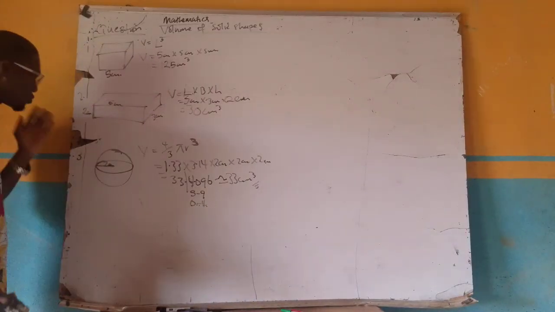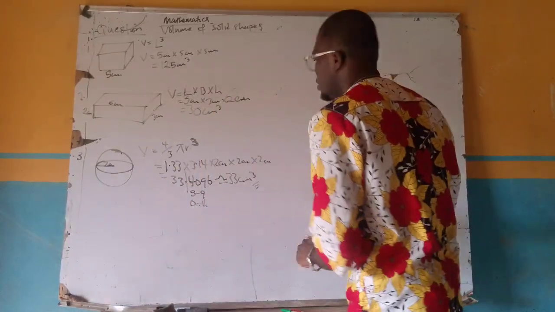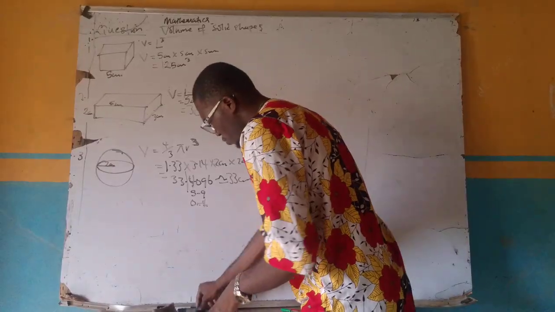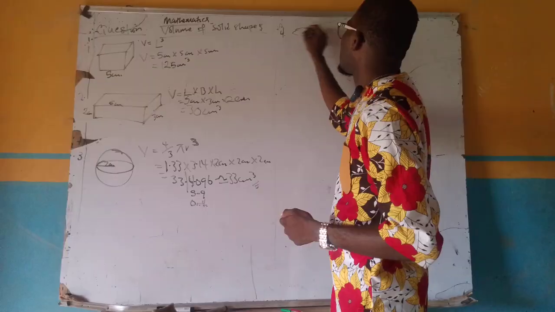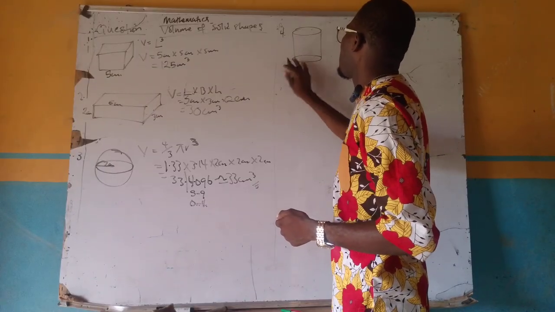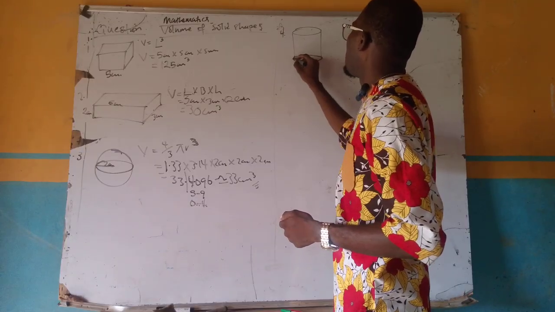So we are done with the sphere. Let's go to the cylinder. What's a cylinder? A cylinder is a shape. After the cylinder, we have two more shapes. So number 4, we have a cylinder. This is a cylinder, just like the cup you use in your house, cup or plates.